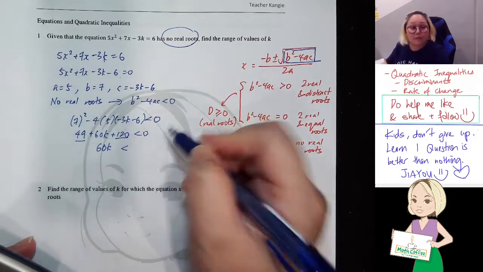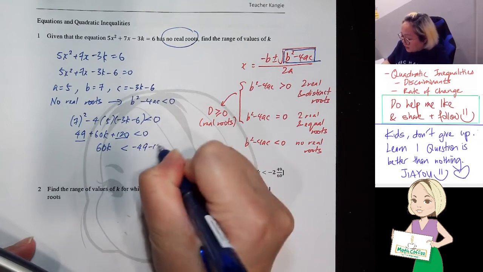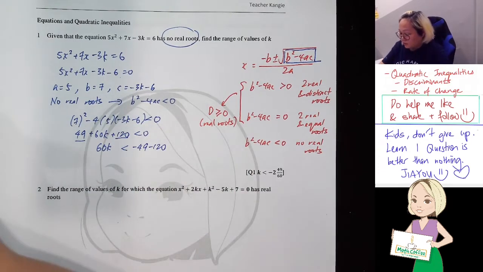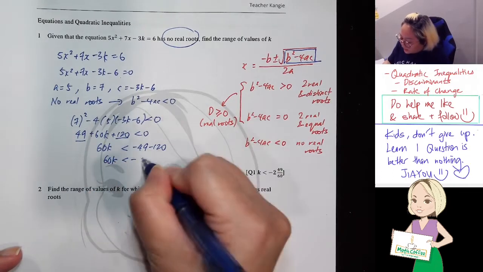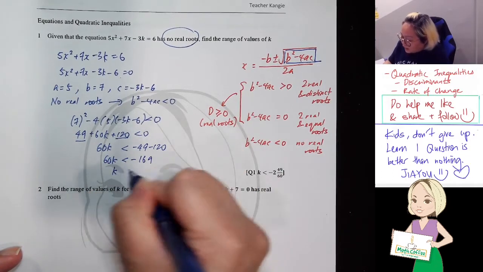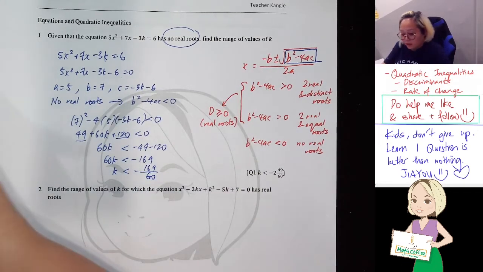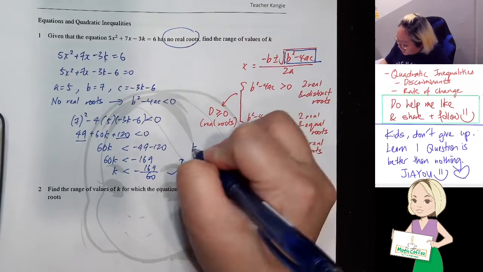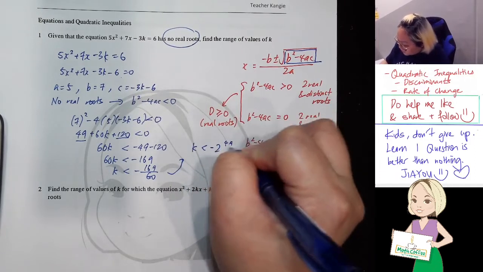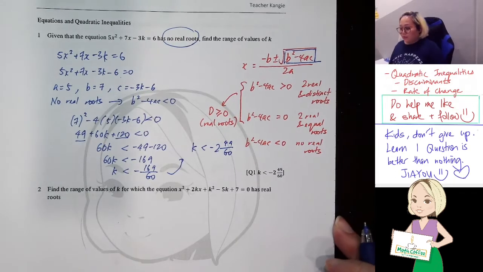I'm going to bring it over because this is a linear inequality. So it's minus 49 minus 120. So I will have 60k less than minus 169. So my k is less than negative 169 over 60. Okay, and we will get k less than negative 249 over 60. So that will be the range.